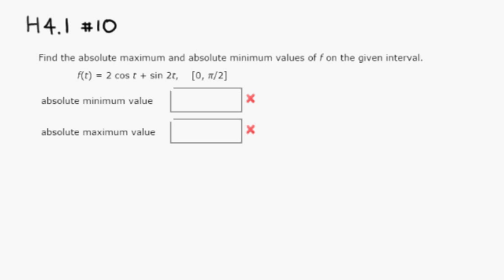First we have to find critical numbers, so take the derivative. f prime of t is equal to 2 times the derivative of cosine of t, which is negative, so negative 2 sine of t, plus the derivative of sine of 2t, which would be cosine of 2t, but you have to multiply by 2. So we have that.